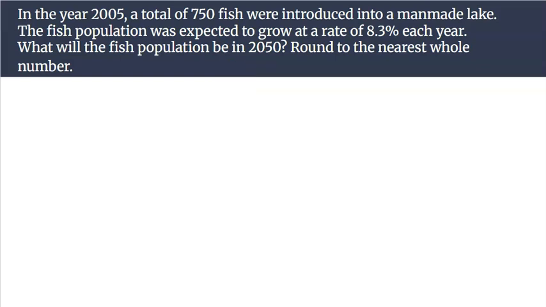And this one: in the year 2005, a total of 750 fish were introduced into a man-made lake. The fish population is expected to grow at a rate of 8.3% per year. What will the fish population be in the year 2050? Round to the nearest whole number. All right, we're going to use our exponential growth formula. The initial amount is the B value, 750.